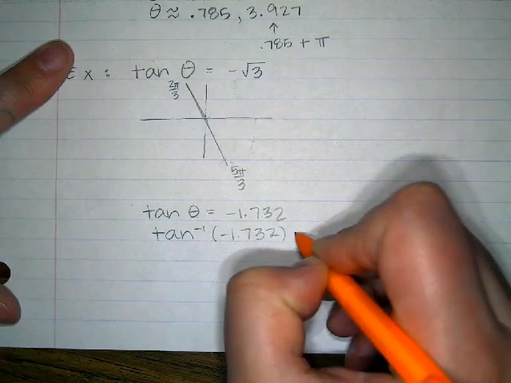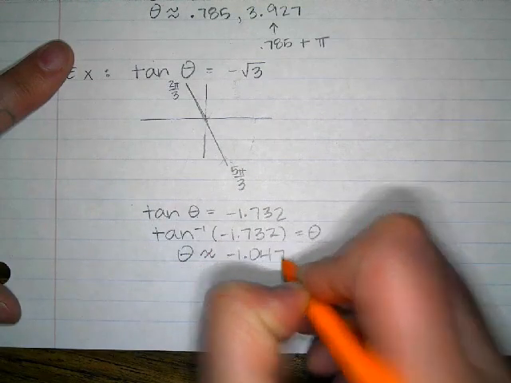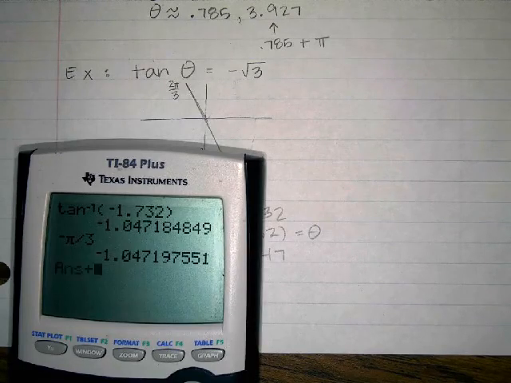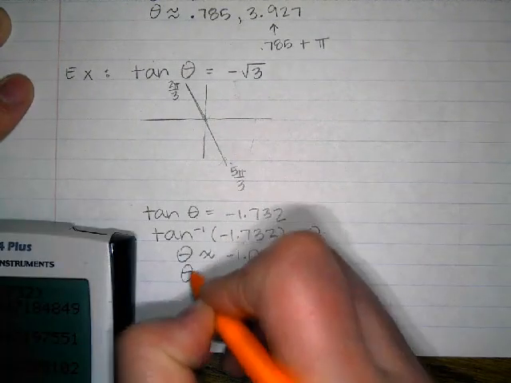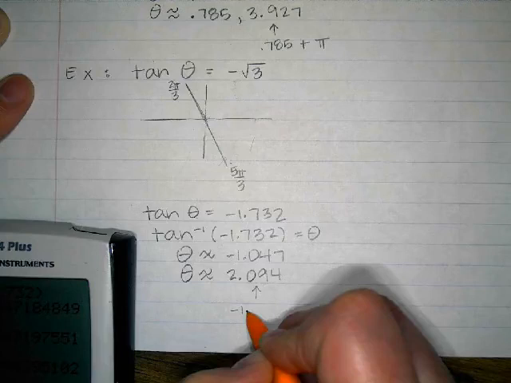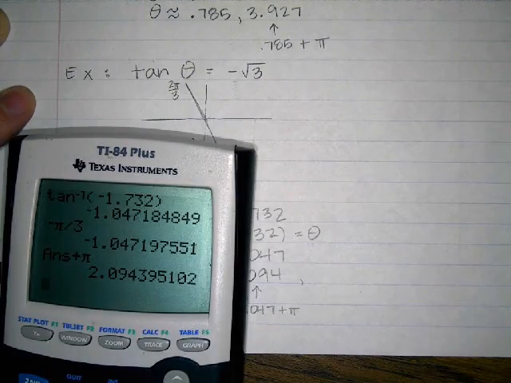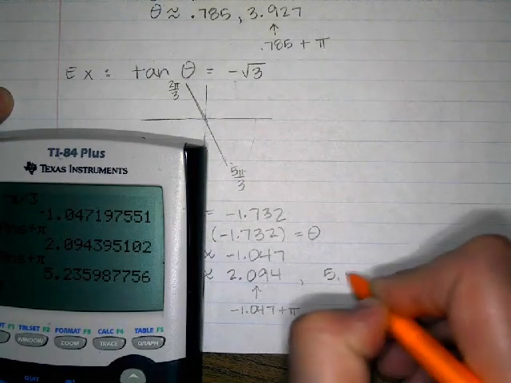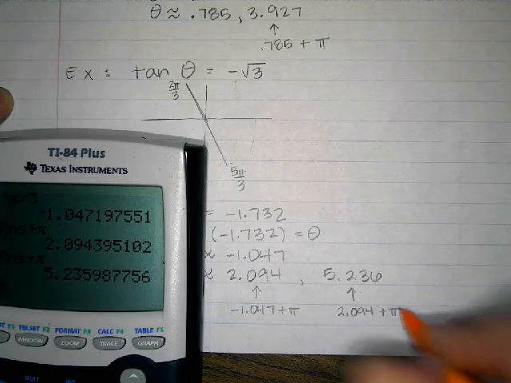Yep. So now I'm going to go ahead and just add pi to that because that's a valid answer for tangent, 2.094. So here's my actual answers, 2.094. So this was negative 1.047 plus pi, okay? And then I'm just going to take that answer and I'm going to add pi again, 5.236. And this was 2.094 plus pi. And if I compare those two answers with 2 pi thirds and 5 pi thirds, those decimals match up exactly.